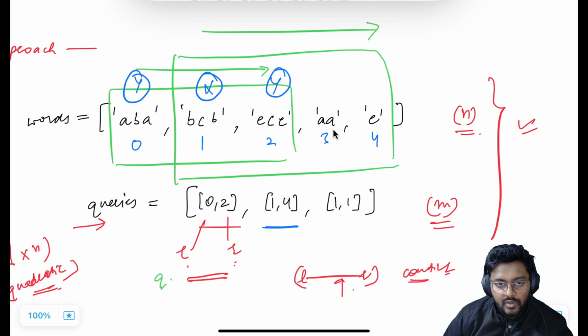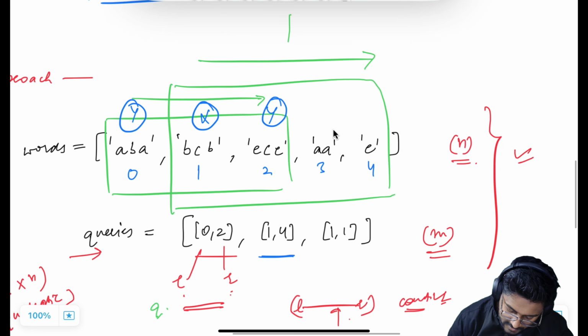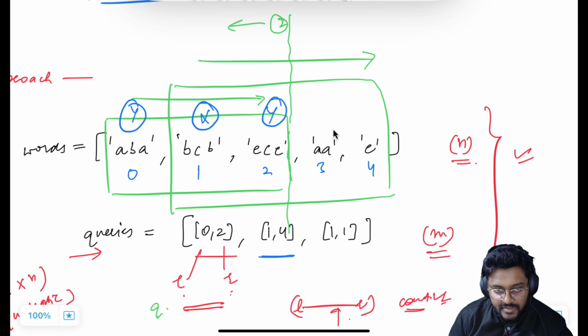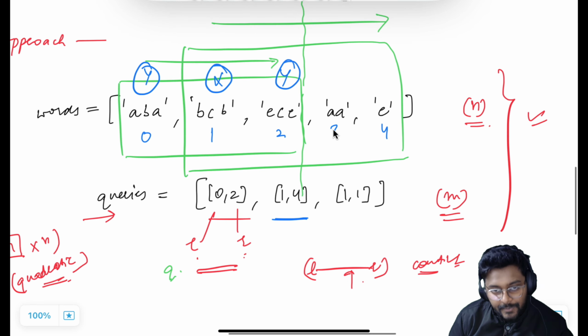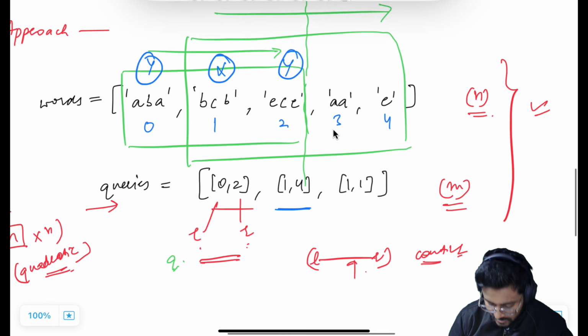So there is no need to check. What I'm trying to say is that, let's say till 2, there are 2 strings on the left side which are valid and 1 string which is not valid. And this value will remain constant. So what we can do is keep track of the number of valid strings.